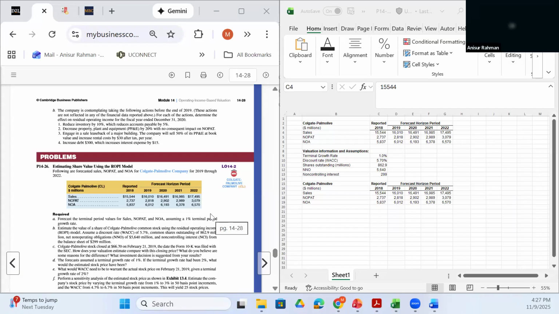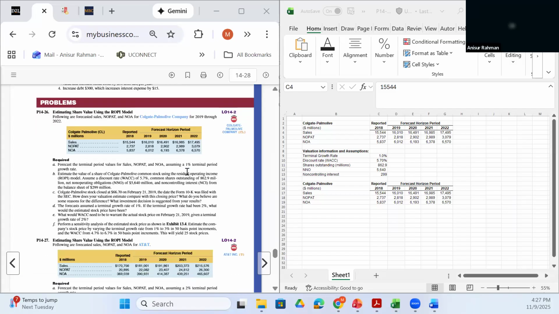In this lecture video, I will solve problem P14-26 from the textbook. So we have to estimate share value using the ROPI model. We have this information: sales, NOPAT, and NOA. Part A is asking to forecast the terminal period values for sales, NOPAT, and NOA, assuming 1% terminal period growth rate.